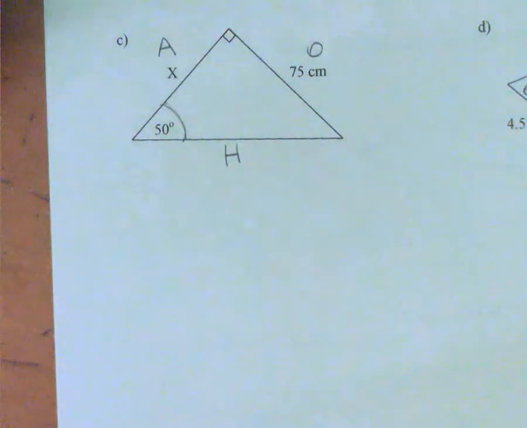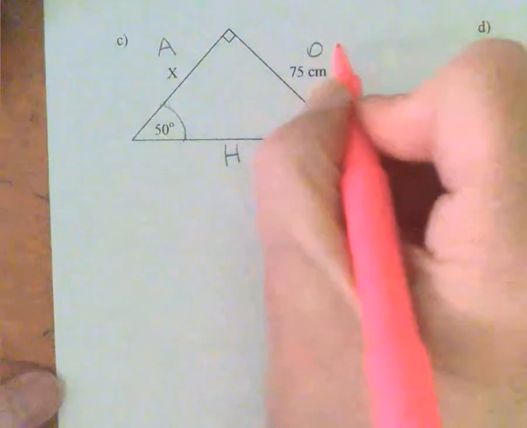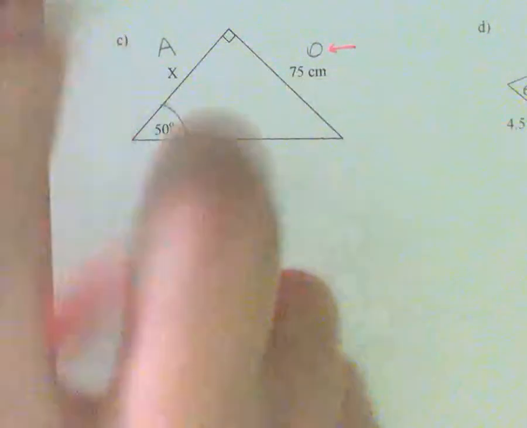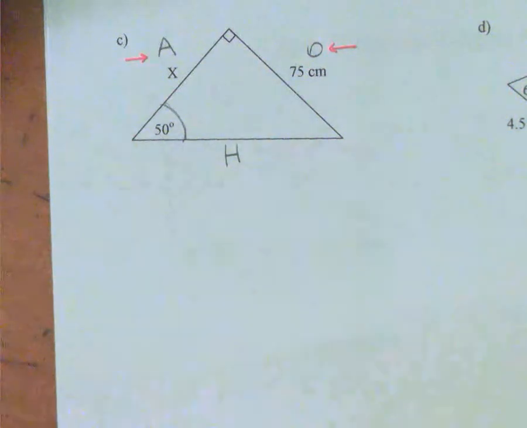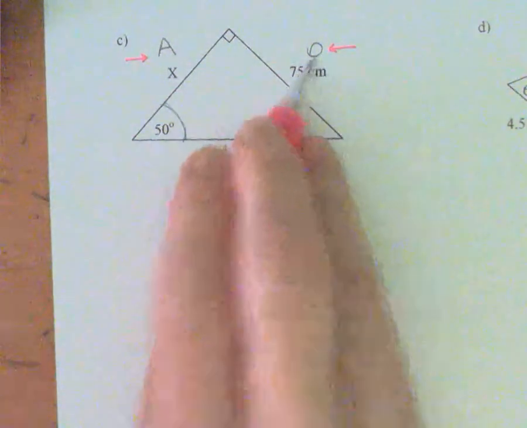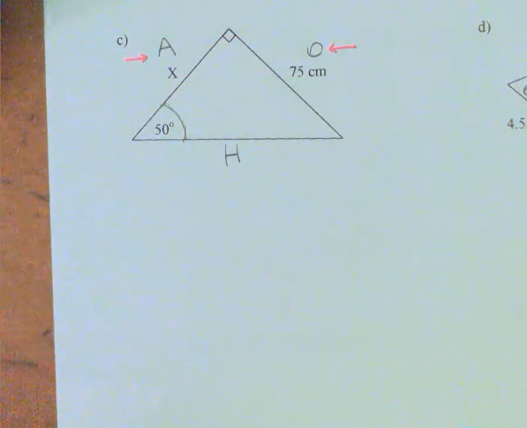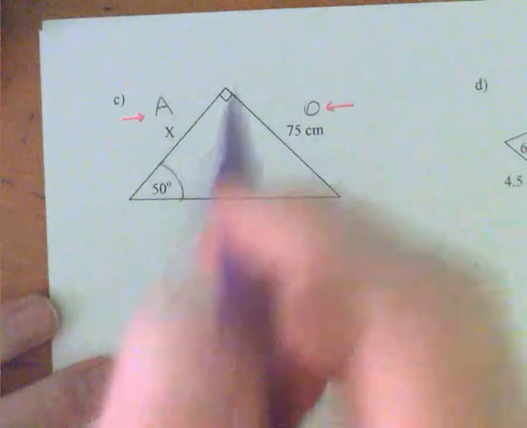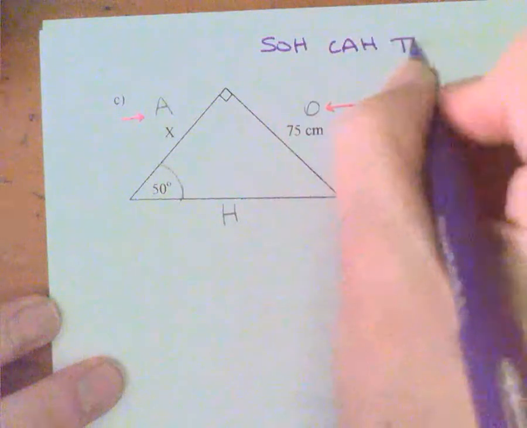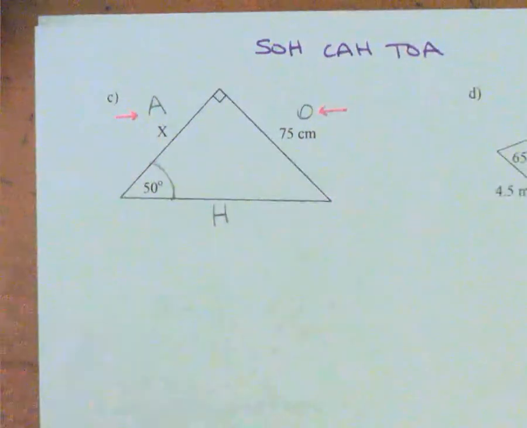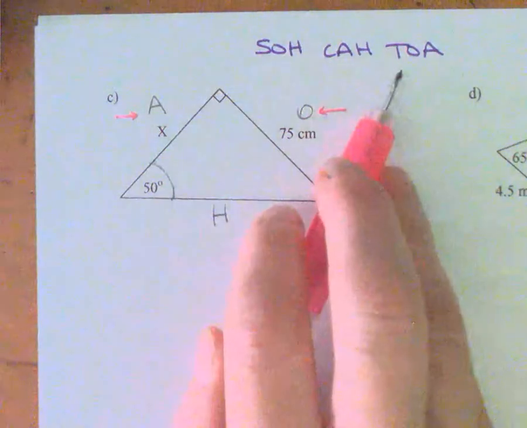This is the one touching it that's not the hypotenuse. So which ones matter to me? This one here, because it's got 75, and this one here because it has an X. So I'm looking for the one that has the opposite and the adjacent. We should also probably write SOHCAHTOA at the top of this side. So I'm looking for opposite and adjacent, so that would be my tan ratio.